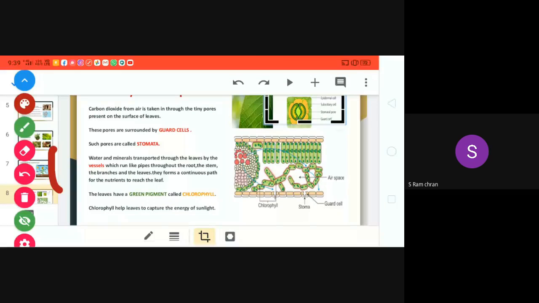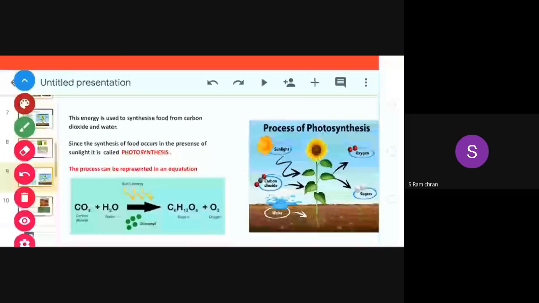Just a minute. See, this is the last one, it will end. This is the last concept about photosynthesis. Chlorophyll captures the energy of sunlight, right? I will ask one question to you all. To make food, we need a gas stove, right?